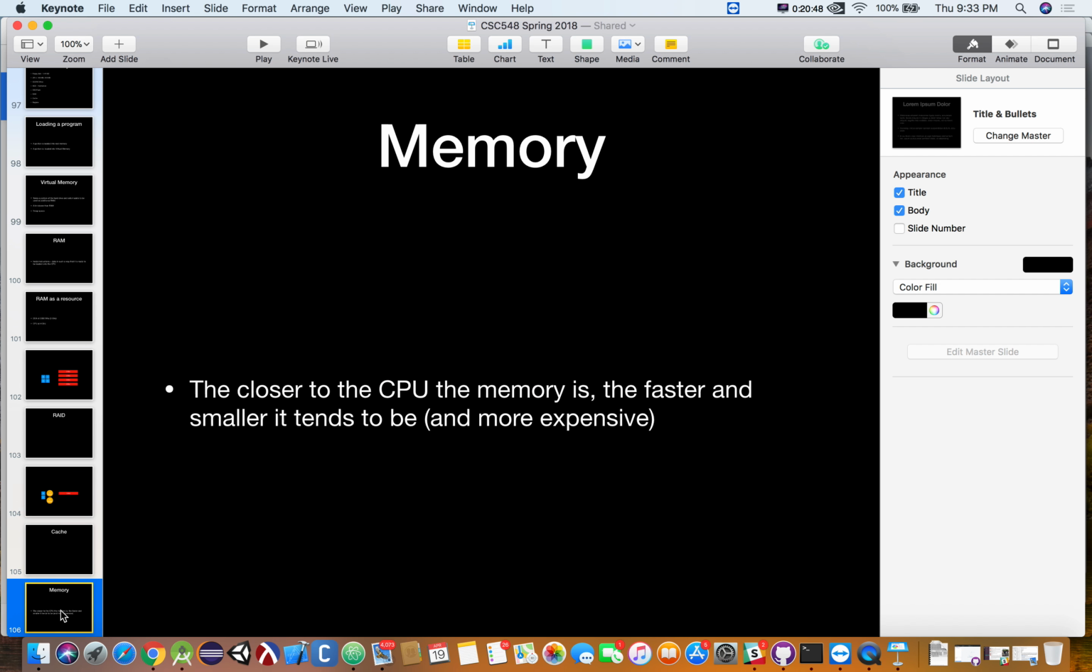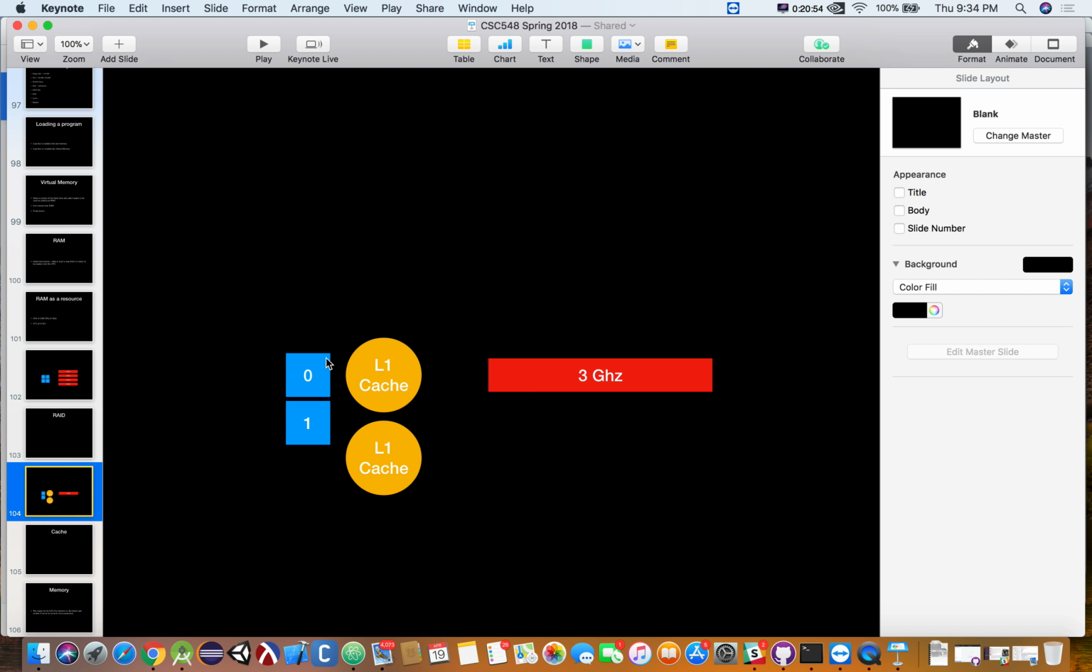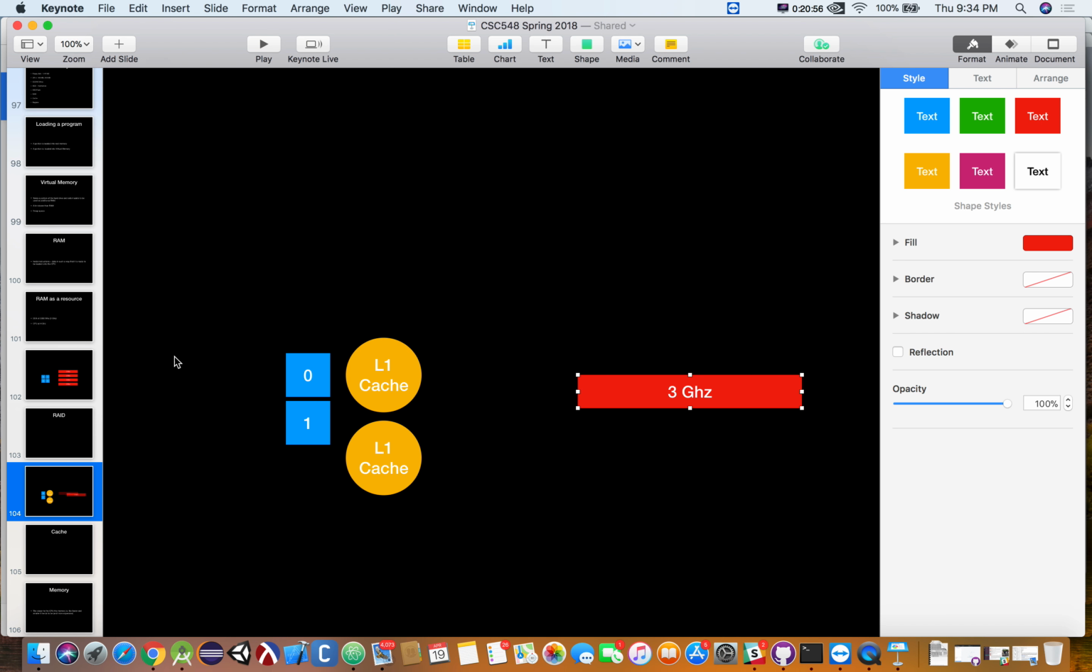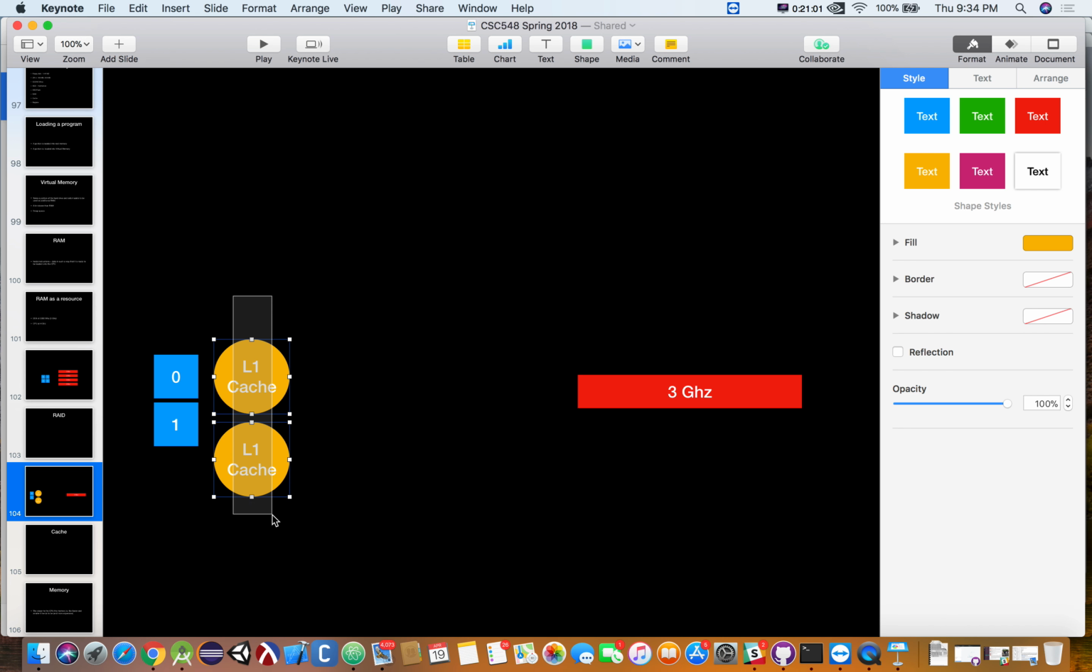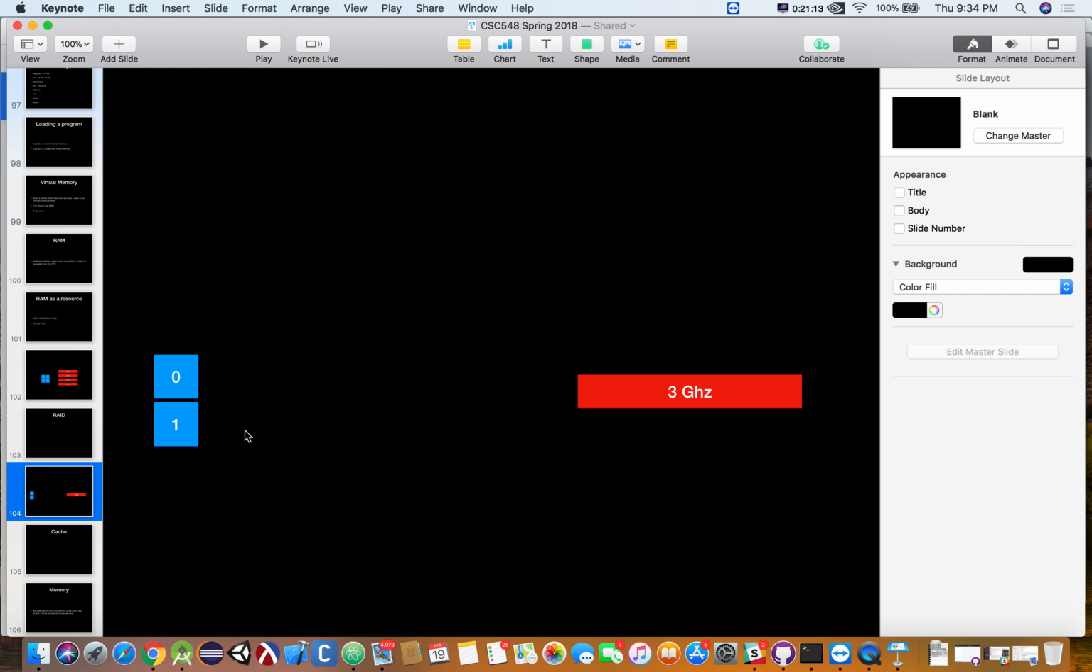And going back to this slide here: the closer to the CPU the memory is, the faster and smaller it tends to be, which means as we get farther away from the CPU, if we want to draw the infrastructure here, there's our L1 cache. In fact, actually, let's, oh, that was terrible.